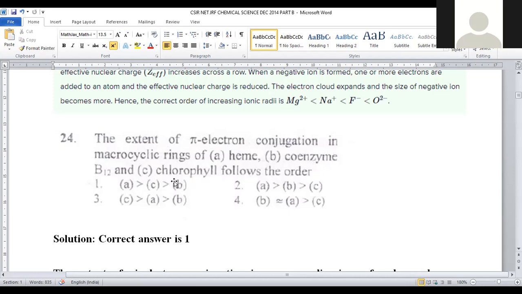And next is chlorophyll. Chlorophyll is the plant green color pigment which is available in the chloroplast. And it is the essential material to carry out the life process called photosynthesis. That is the source of energy from the sun. It will accept sunlight, and that is used to convert the carbon dioxide molecule into a food material. So for that purpose, this chlorophyll can be utilized, and the central metal will be magnesium, right? So now we have to predict the pi electron conjugation available in all these macrocyclic ring structures.